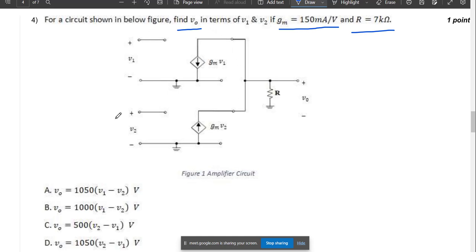So try to solve this question. This is a kind of circuit which is typically used as a summer or subtractor, right? A similar structure is given to us here. So now solve this question.